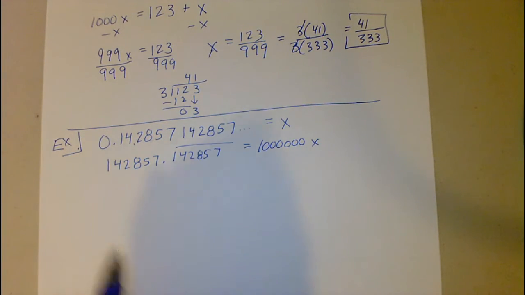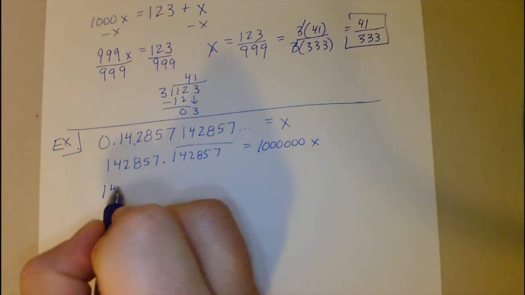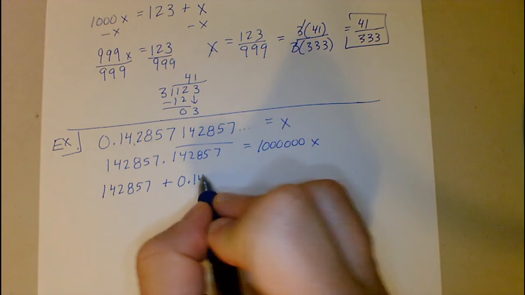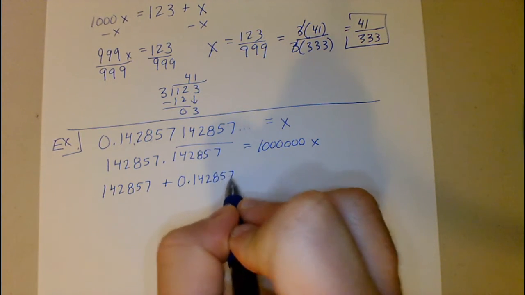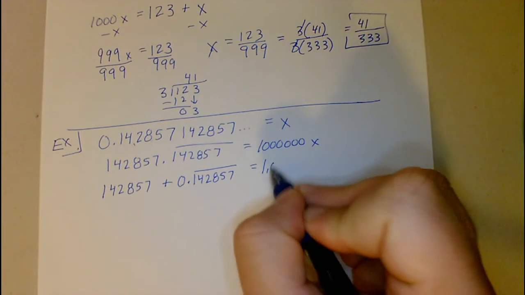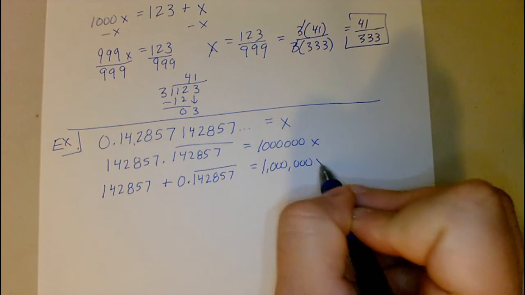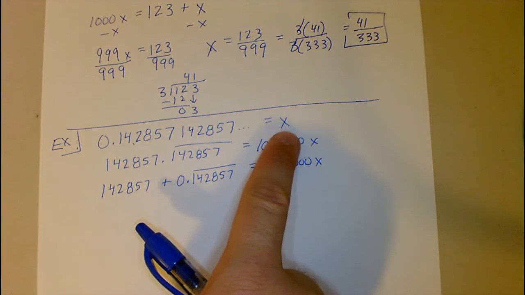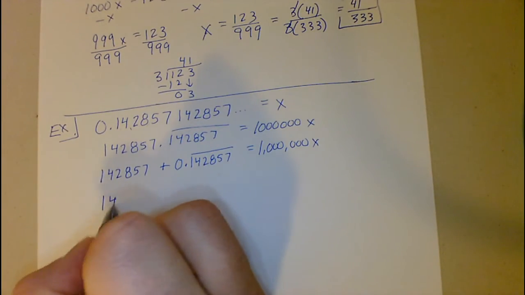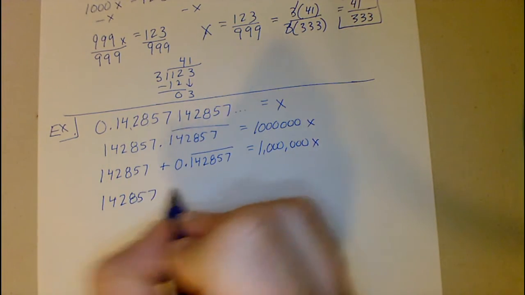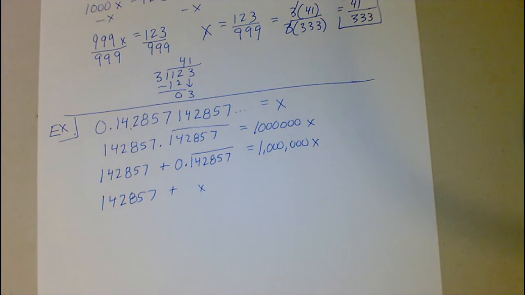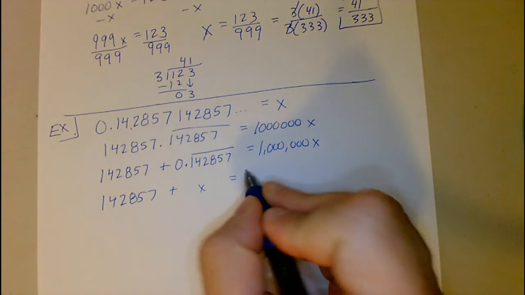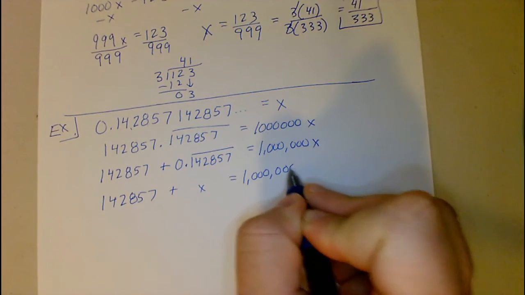So the reason why I do that is because this is the number 142,857 plus 0.142857 repeating, and that equals 1 million x. Does that look familiar? That is x all over again. So I get 142,857 plus just regular old x by itself, because x is 0.142857 repeating, and that equals 1 million x.